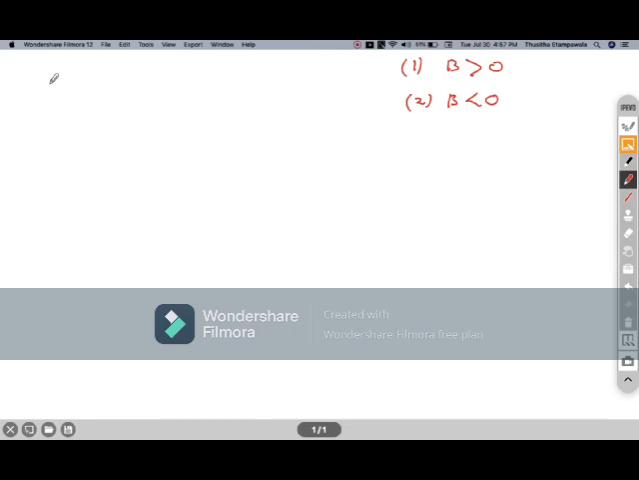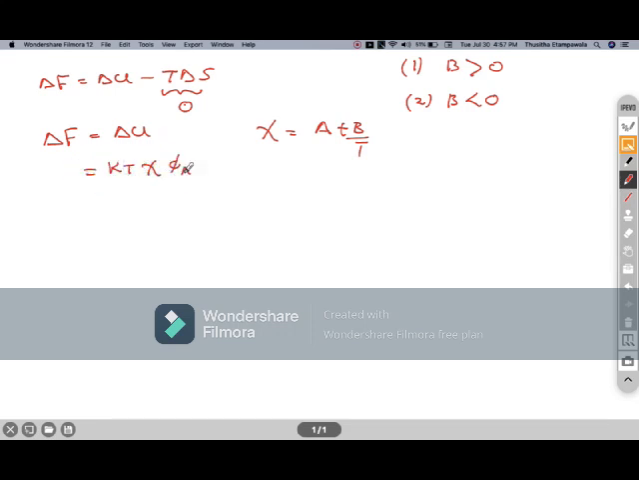So here, if we take the Flory-Huggins relationship, delta F equals delta U minus T delta S, where delta U is the change of internal energy and minus T delta S is the entropy contribution, and the question says this part is 0. Therefore delta F equals delta U, and we know the relationship for the Flory-Huggins interaction parameter, chi equals A plus B over T, and delta U equals K T chi phi A times phi B, right? Here K is the Boltzmann constant, T is the temperature, chi is the Flory-Huggins interaction parameter, and phi A and phi B are the volume fractions of A and B.